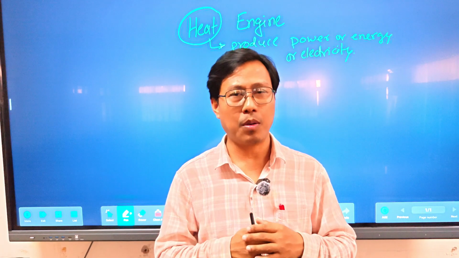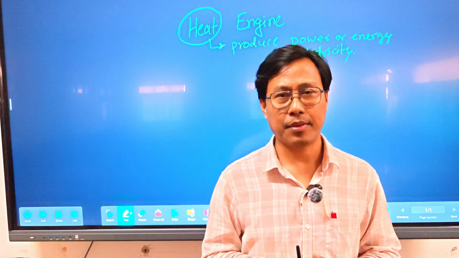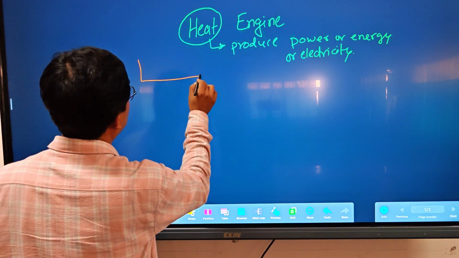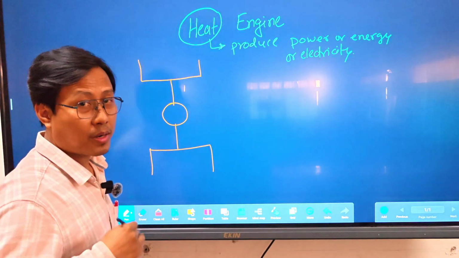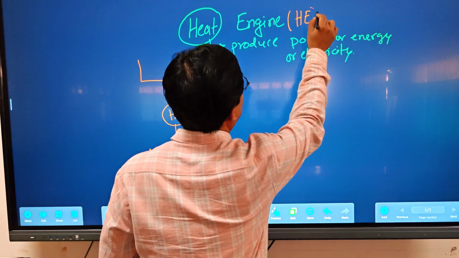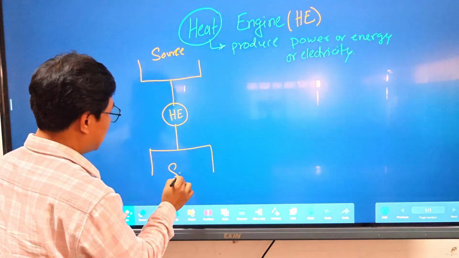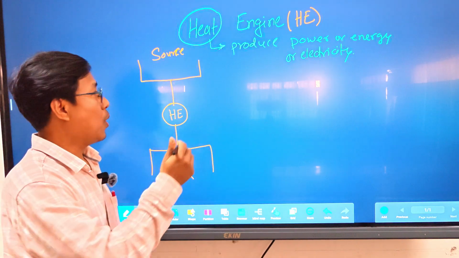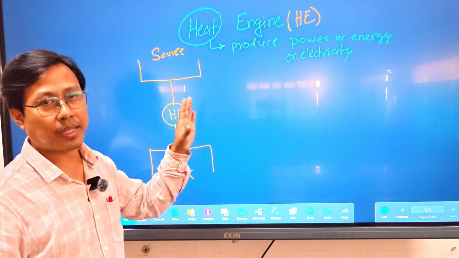So now I will draw a block diagram. By making the block diagram, I will discuss how a heat engine looks like. If we draw the block diagram, we are simply getting a heat engine like this. So this is a block diagram of a heat engine. This is our heat engine. Here we have source, and this is called sink. This heat engine should have two reservoirs, one is source reservoir, another is sink reservoir. Clear? Without these two reservoirs, our heat engine will not work.